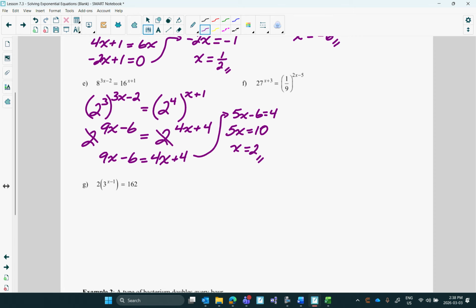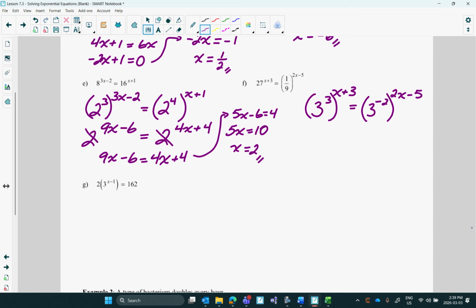How about F? Yeah, I gotta go 3s. So 3 cubed to the x plus 3 equals 3 to the negative 2, parentheses, 2x minus 5. And that looks very similar to the previous question. You should be able to finish that one off.